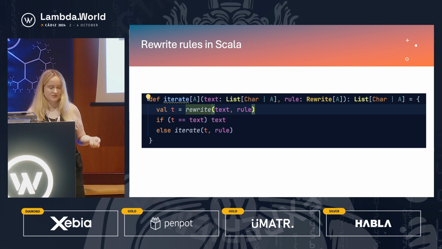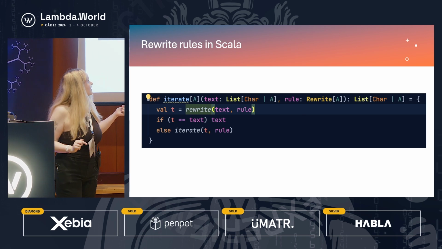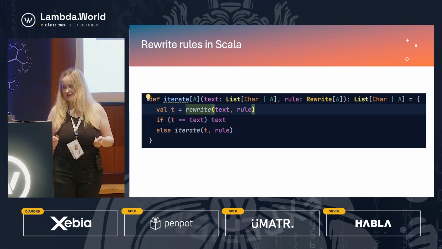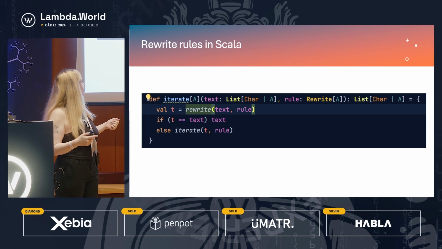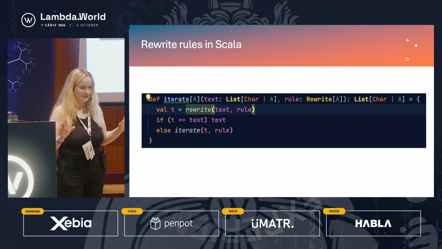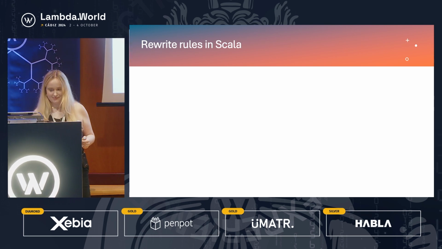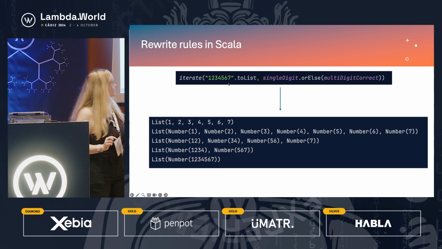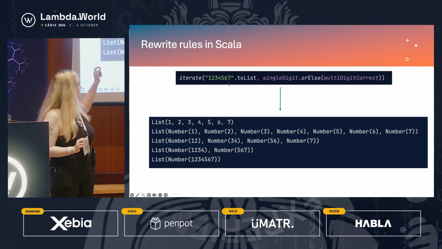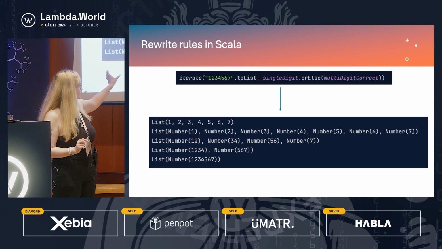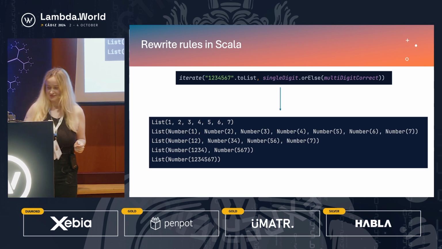So the final piece of our puzzle is this iterate method, and this builds on the rewrite method, and it keeps applying it to the text until there are no more changes to the text, and then we are left with our final result. So now let's try applying that with our chained rule. We've got single digit orElse multi-digit, and let's see what happens. So firstly, it converts them to the single digits, and then in steps, it combines each digit with the one next to it, until we reach our final result.